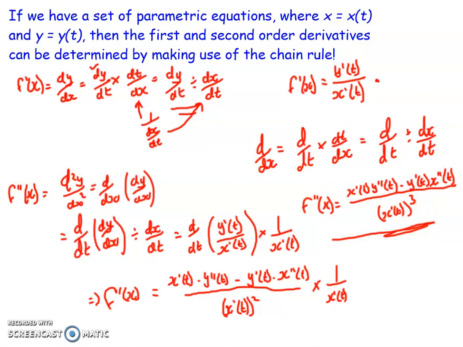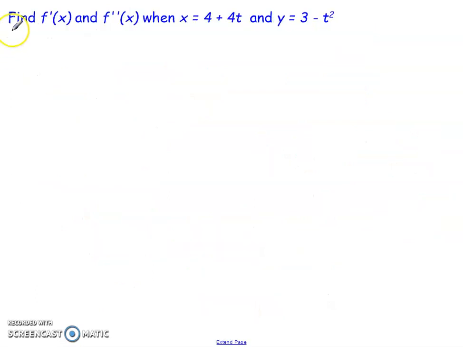Now it's easy for me to sit here and show you the formula. The best way to illustrate this is to show you a couple of examples. Let's imagine I want to find the first derivative and second derivative of a pair of parametric equations where I tell you that x is equal to 4 plus 4t and y is equal to 3 minus t squared. So for f dashed of x, what I need to remember is that f dashed of x is equal to y dashed of t divided by x dashed of t.